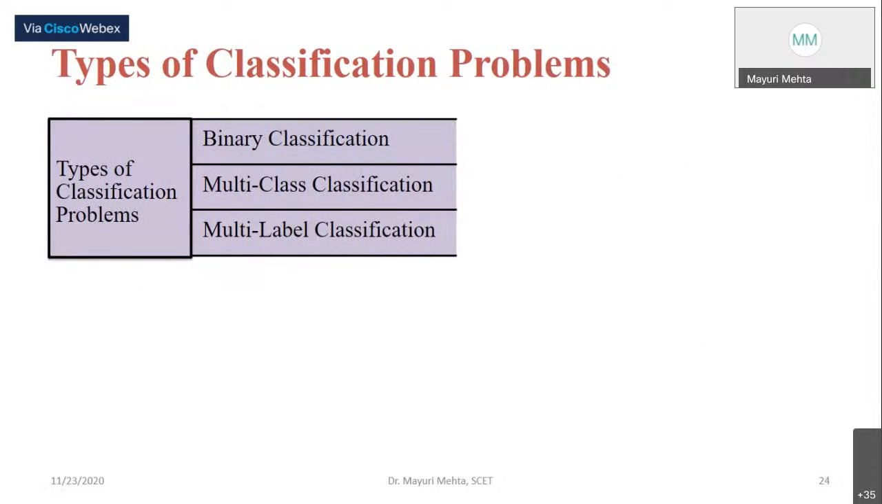There are three main types of classification problems. Binary classification. Actually, in literature you may also find that there are two major categories, binary classification and multi-class classification. But this third category is also considered in some research, that is multi-label classification.